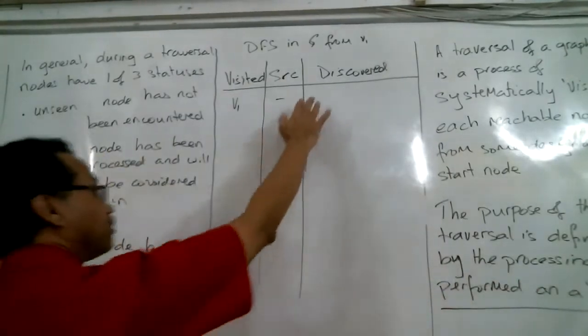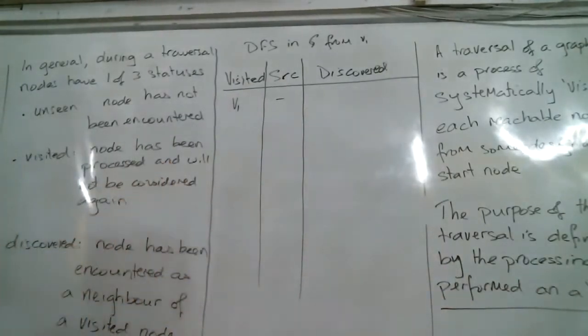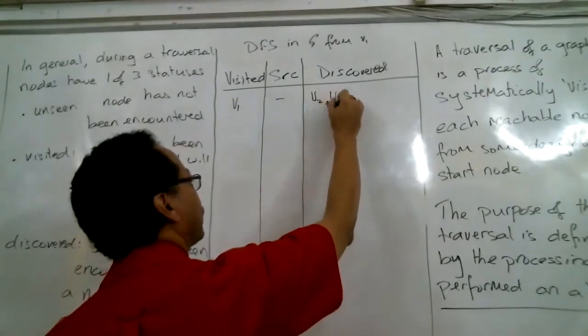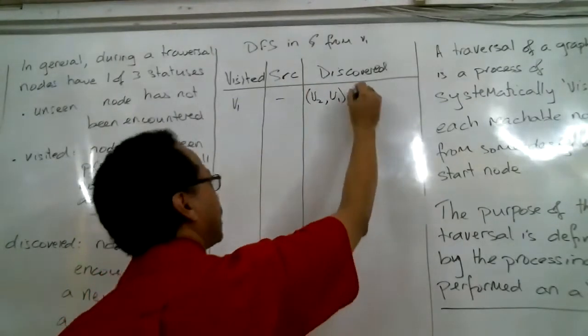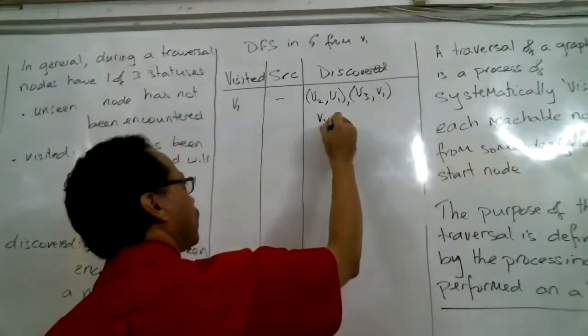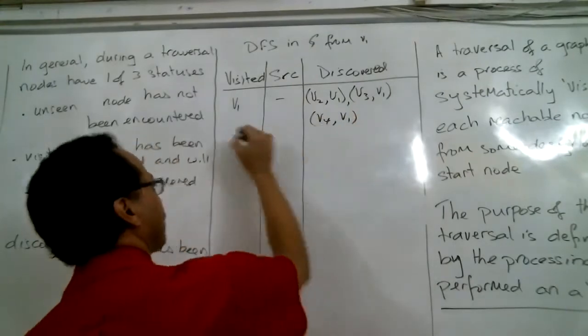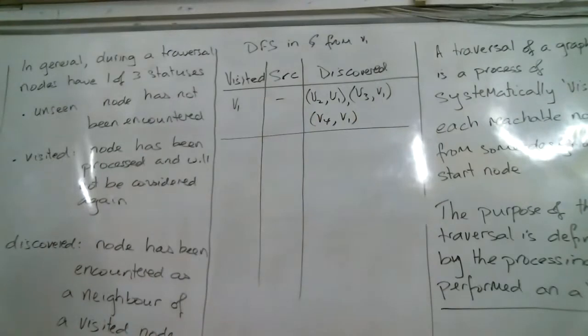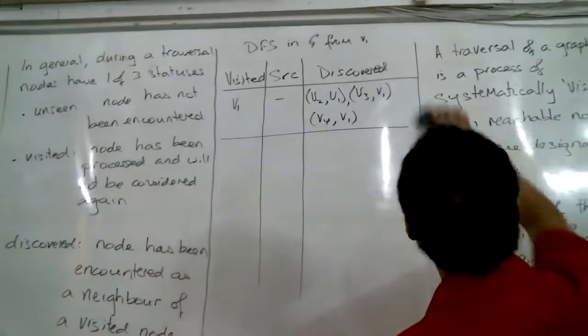So I would add to here V2, V3, and V4. But I'm going to add more information than that because I want to know where I came from. How did I discover them? So I'm not just going to put V2, V3, V4. I'm going to put V2, but I came from V1, like that. I discovered V3, but from V1. And I discovered V4 from V1. That's a line. If I had more space, I probably would.